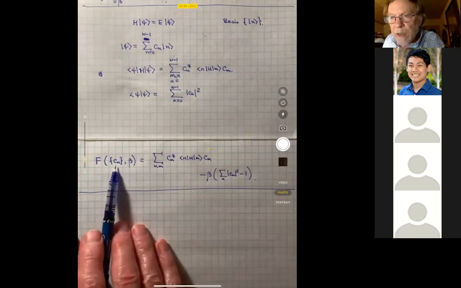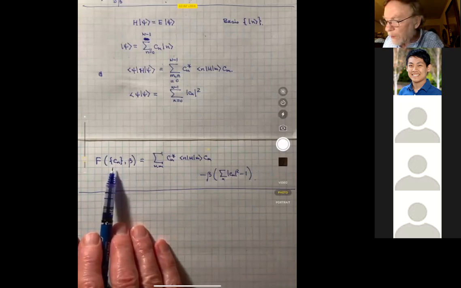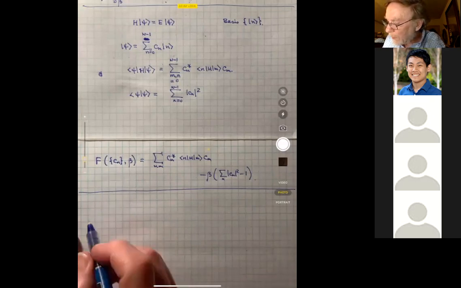Now the parameters Cn are complex numbers, so we really want to vary the real and imaginary parts of each of the Cn separately. It turns out that in doing that, you get the same answer as if you vary Cn and Cn complex conjugate, Cn and Cn star, regarded as independent complex variables. It'll give you the same results. So let's do it that way.